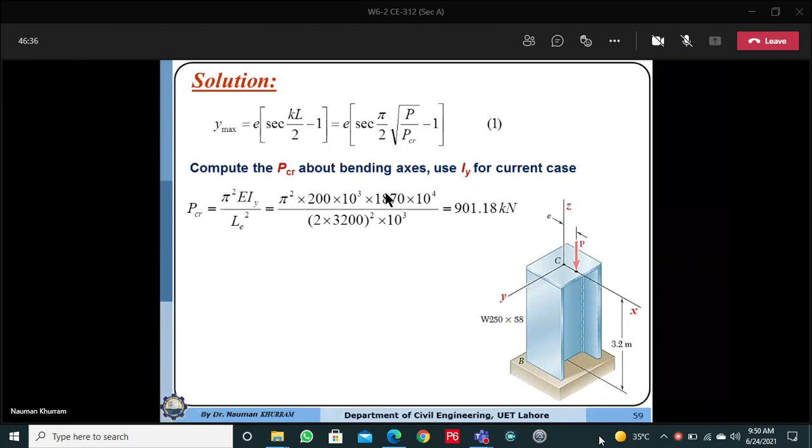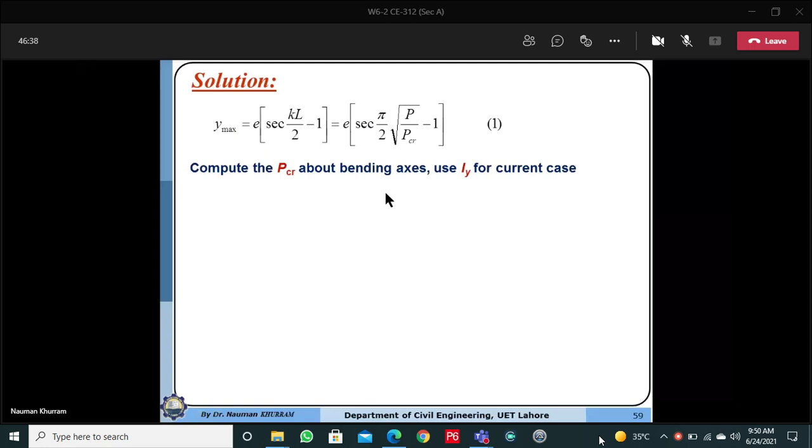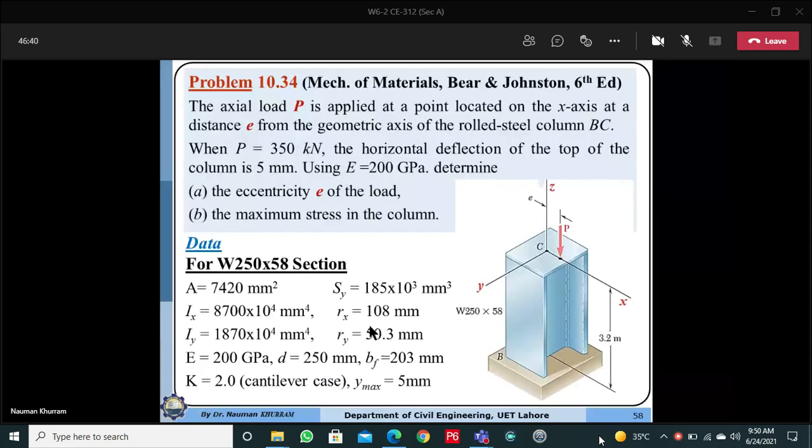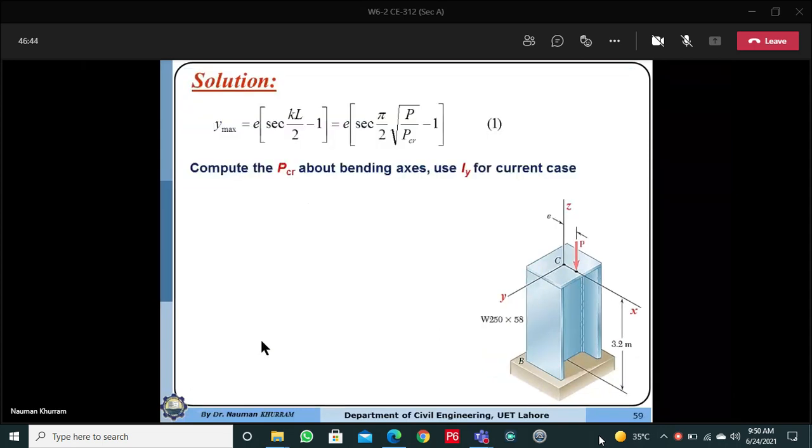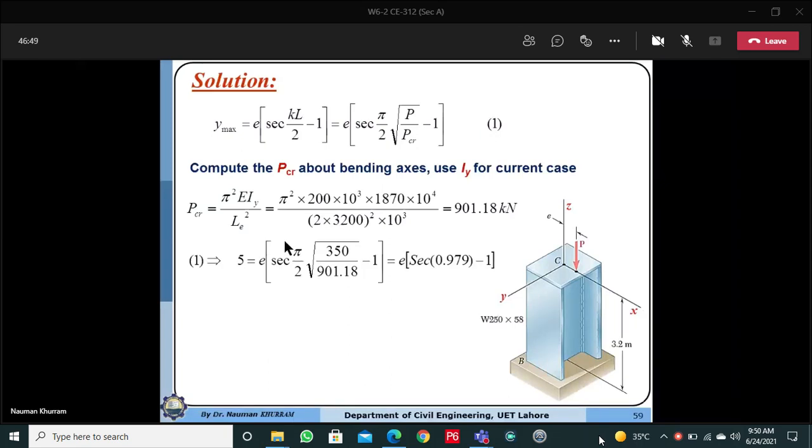So this is the Iy that I have shown here, 1870 into exponent 4. So now we shall substitute all values here in equation number 1. Y maximum is given as 5. So the E value is what we are supposed to determine: secant of pi by 2, applied load 350 over critical 901.18, minus 1.